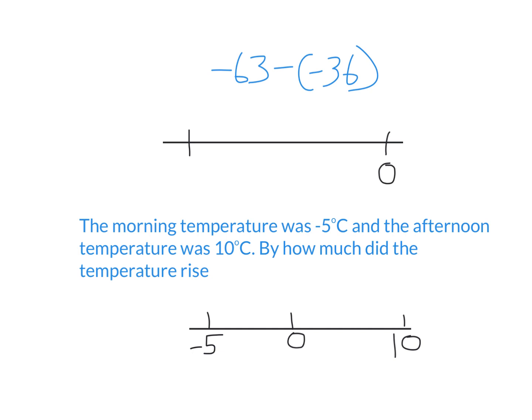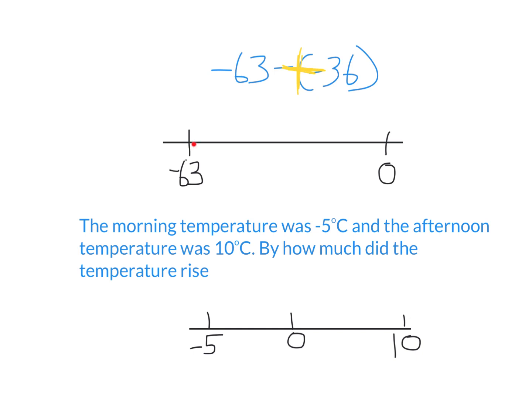So we're going to do it like this. So we know if we have two negatives next to each other, we make this a plus. So what we have to do is start at negative 63. Now, because this is now a plus 36, we are going to go 36 to the right.